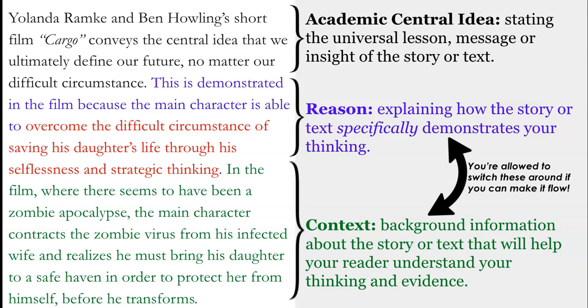So here in my reasoning, I've actually reasoned or explained my evidence. My evidence is the part in red here. And then I give a little context, a little background information. In the film, where there seems to have been a zombie apocalypse, the main character contracts the zombie virus from his infected wife and realizes he must bring his daughter to a safe haven in order to protect her from himself before he transforms. And you'll remember he puts that meat in front of him to make sure that he doesn't eat his daughter instead of himself. Okay, so this just really gives some background information to explain my central idea, to explain my reasoning.